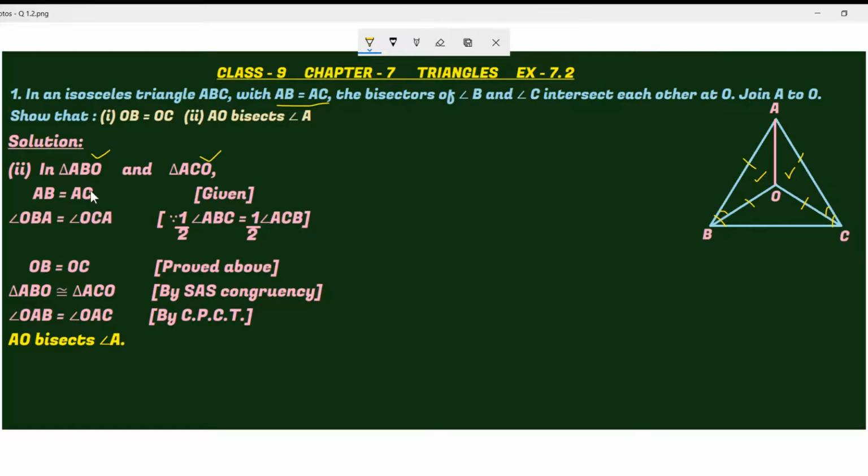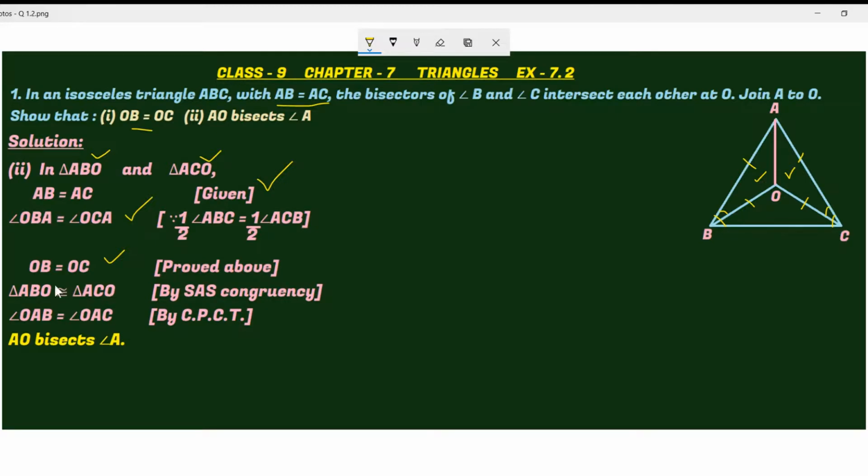So I have written the steps like this. AB is equivalent to AC, that is given in the question, and angle OBA is equivalent to OCA, half of ABC and half of ACB. So I can equate these two angles, this angle and this angle. And next is OB is equivalent to OC, that we have proved in the first part. So by SAS congruency rule, I can say triangle ABO is equivalent to triangle ACO.